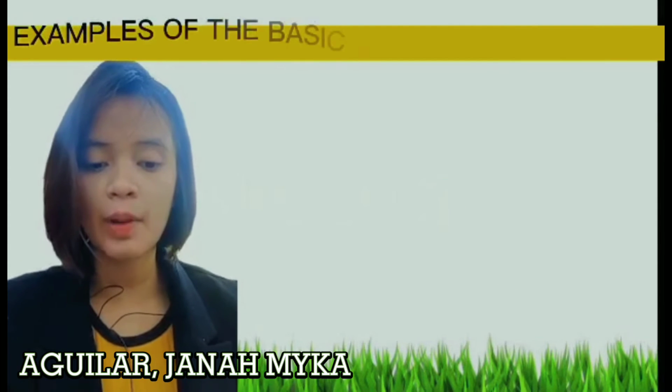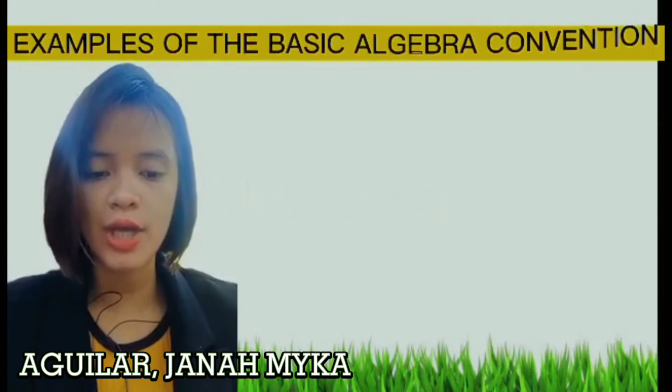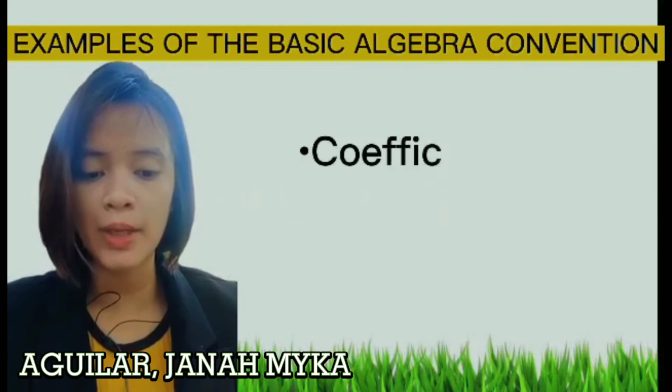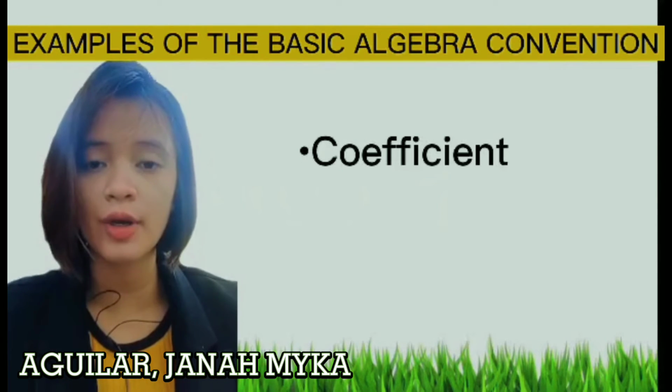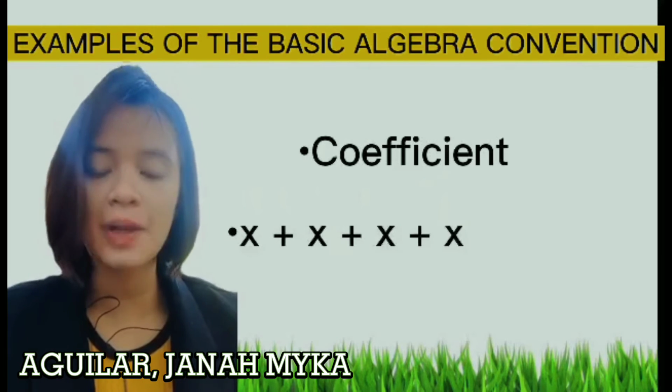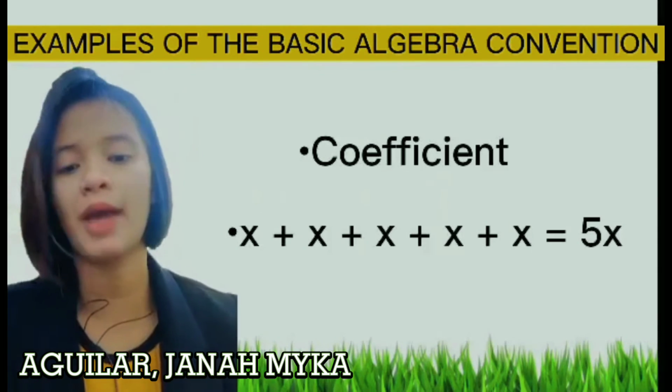So here are the examples of the basic algebra conventions. We add up many of the same variable, count the number of times that variable appears, and then attach the number, called a coefficient, to that variable. Like x plus x plus x plus x plus x equals 5x.